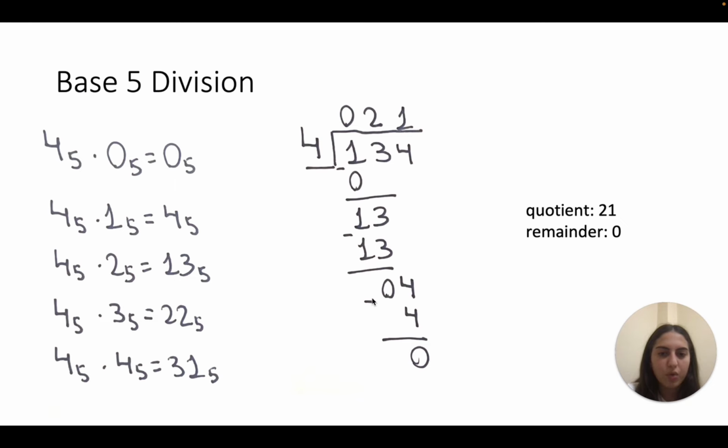We'll get 0, and when we put down the 4 and compare it with 4, as we see they are equivalent, and 4 multiplied by 1 is 4. That's why we subtract the 4 from here. We get 0 remainder, and we write 1 here. So the quotient will be 21 and the remainder will be 0.